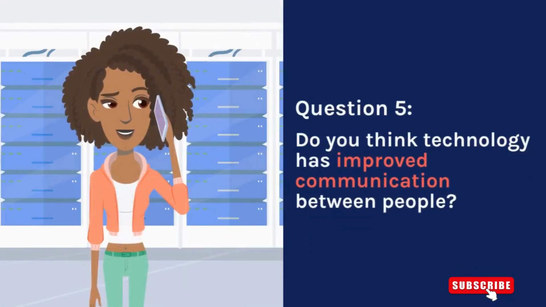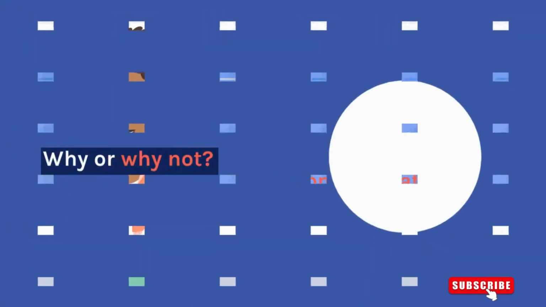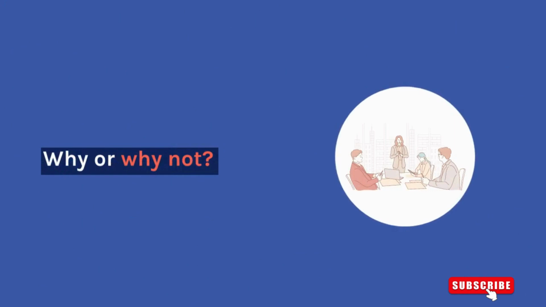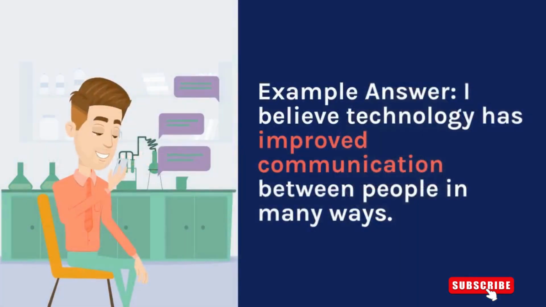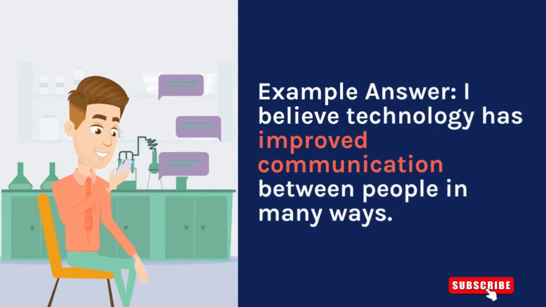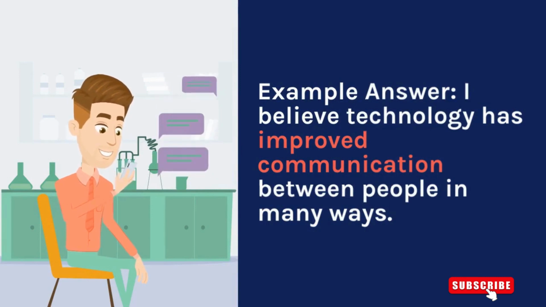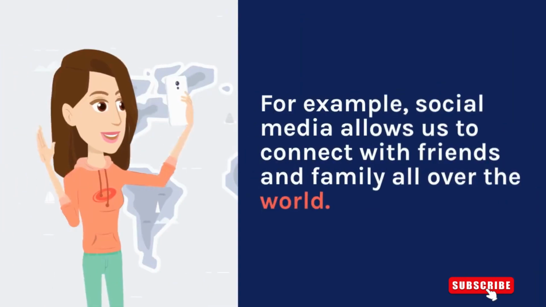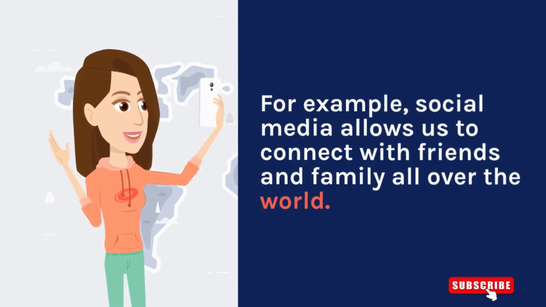Question 5. Do you think technology has improved communication between people? Why or why not? Example answer: I believe technology has improved communication between people in many ways. For example, social media allows us to connect with friends and family all over the world.